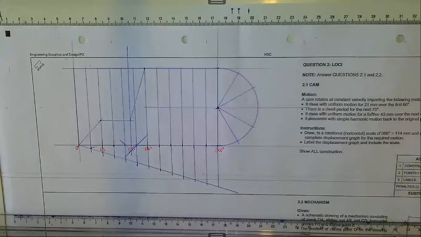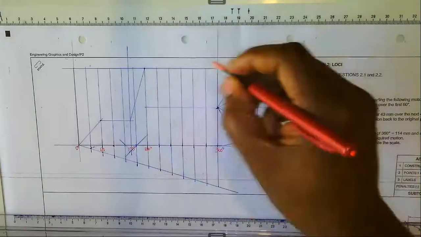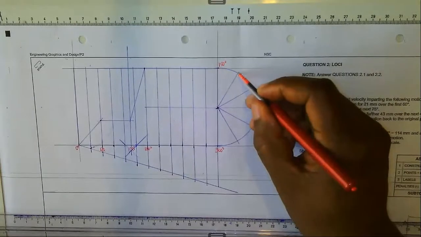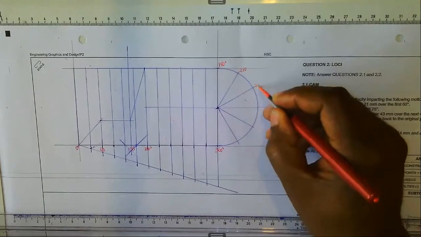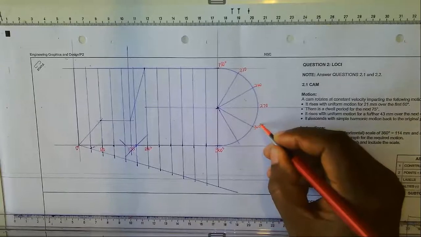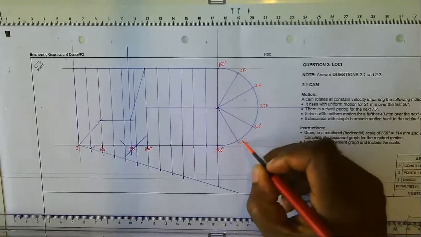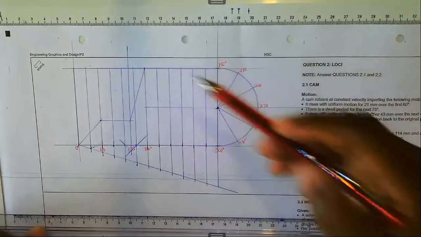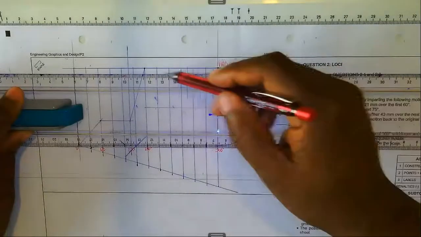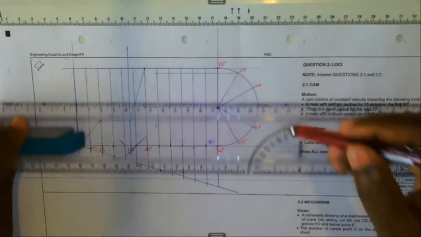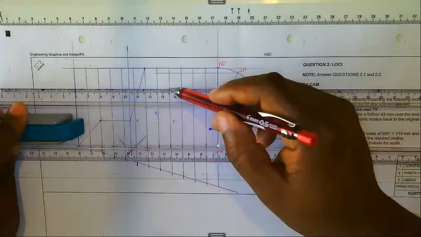So this is 180, right? This is still 180. So I'm going to write 180 there, right? This is 210, 240, 270, 300 degrees, 330 degrees, up until you reach 360. Right. So the 180 and the 180 will still be there. Then 210, we draw a line like that. This is 210 and 210, 240. You have got that.